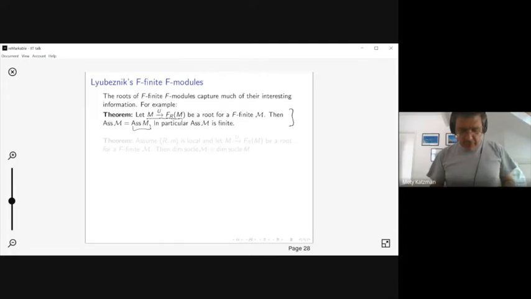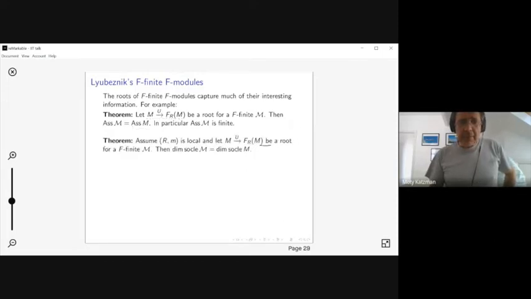And let me show you, this was a motivating theorem for the development of this theory, but we're not going to do very much with it. Let me show you something that we are going to use at the very end of the talk, which is this other theorem that says, if you want to know the dimension of the circle of your finite F-module with this root over here, then the dimension of the circle is the same as the dimension of the circle of the root.